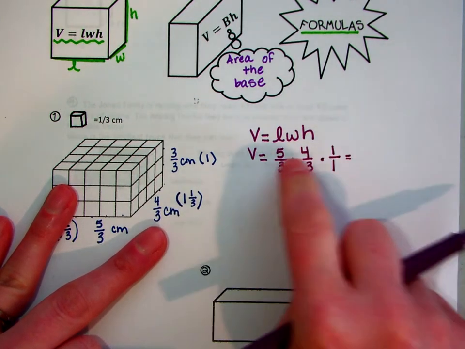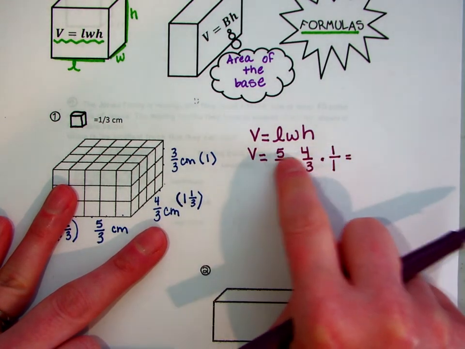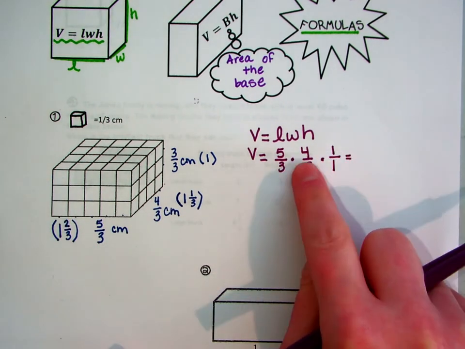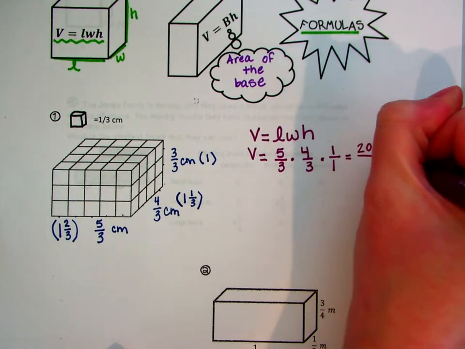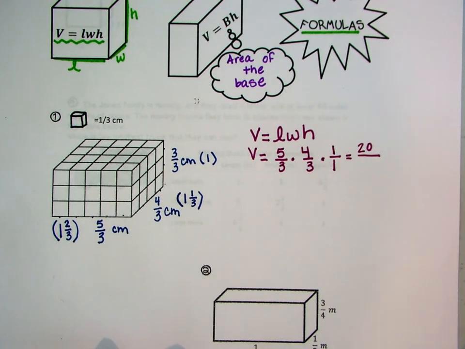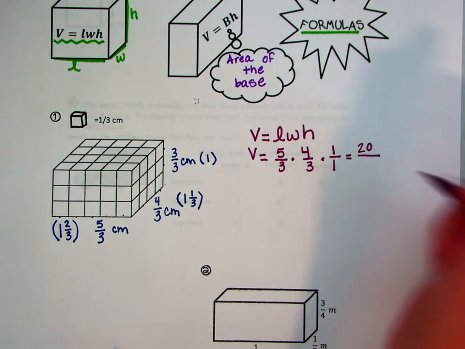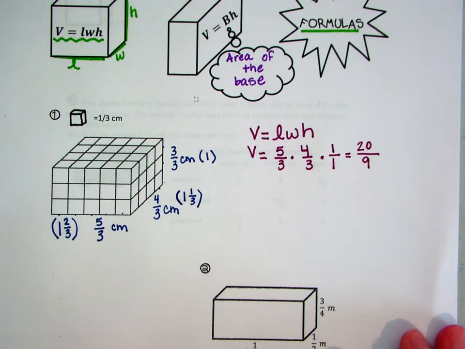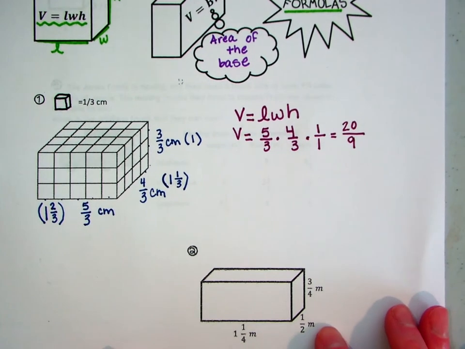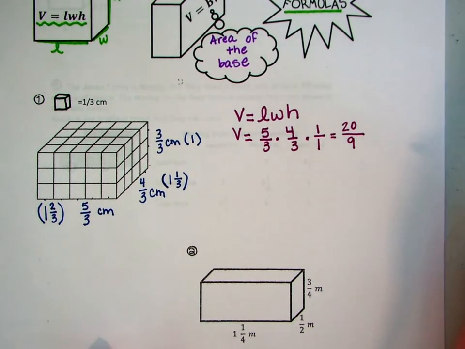So now we're multiplying straight across. You multiply your numerators. 5 times 4 is 20. 20 times 1 is 20. And then you multiply your denominators. So 3 times 3 is 9. And 9 times 1 is 9. Alright, so we have 20/9. And you guys know we can't leave that like that. That is improper, and it needs to be simplified.